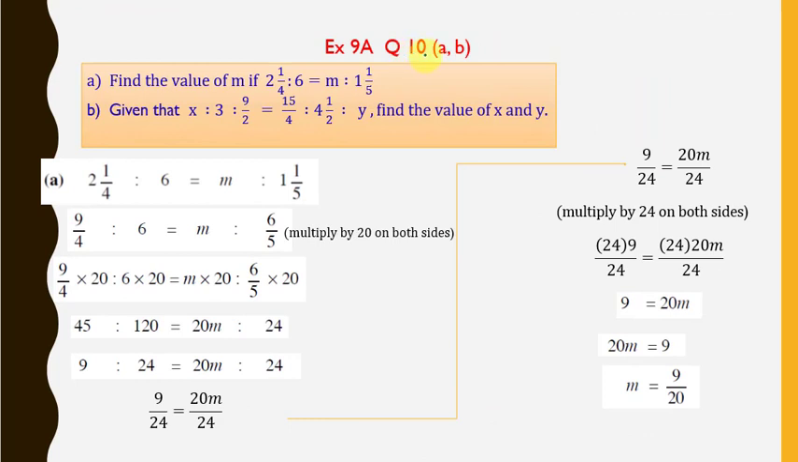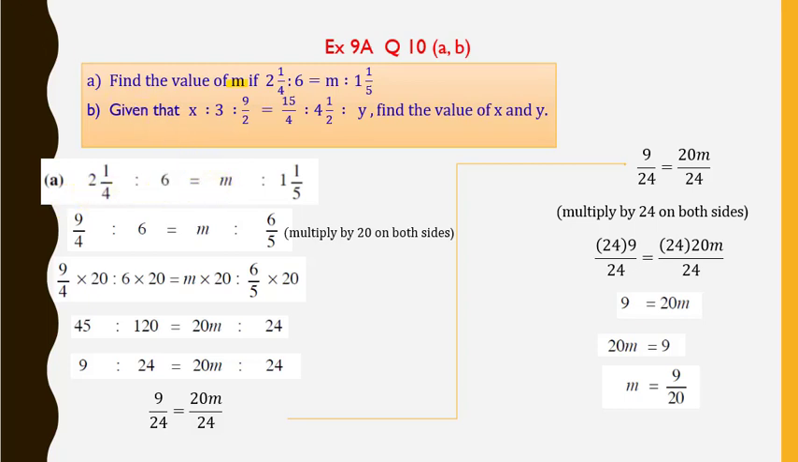Now we will solve question number 10, part A and B. Look at the part A. Find the value of m and 2 whole 1 by 4 is to 6 equals to m is to 1 whole 1 by 5. Now this is our value. We will solve the part A first.